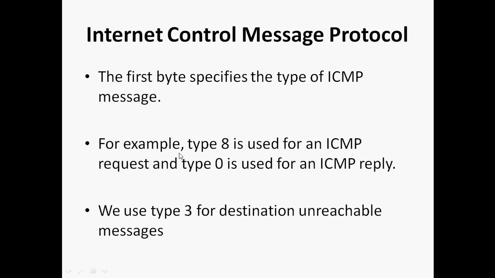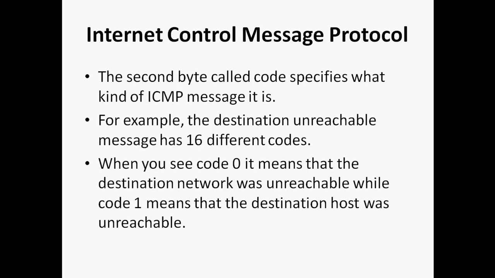For example, ICMP type 8 is used for ICMP echo request, type 0 is used for ICMP reply, and type 3 is used for destination unreachable message. There are types from 0 to 255, I am just mentioning three types. Type 8 is used for ICMP request, type 0 for ICMP reply, and type 3 for destination unreachable message.